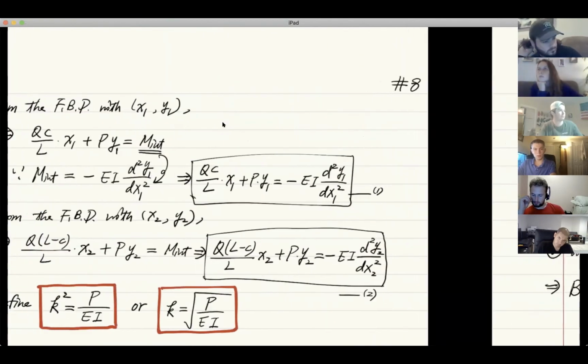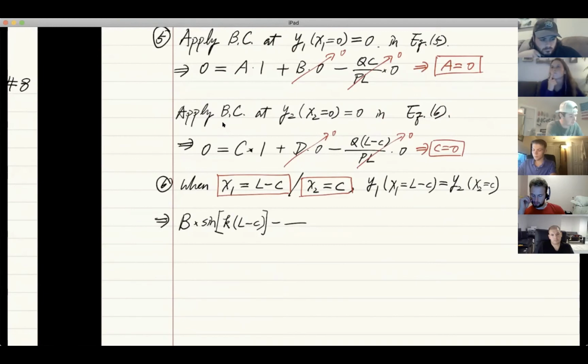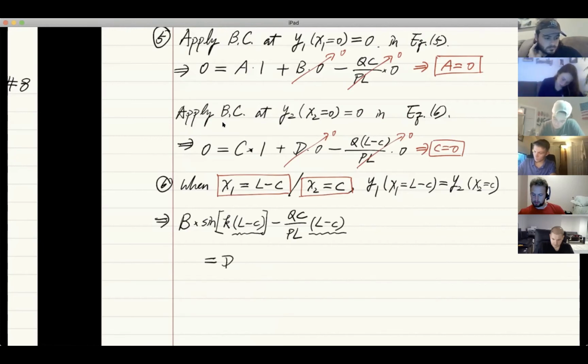So our approach is to calculate deflection from the support A, from the support B, and reconnect them, combine them at the location where the force is. So this is Q times C over P times L. Again, substitute L minus C into x1. So that becomes L minus C. Everything I did here, you can see this was the place where I used x1. So that is from equation 5, and then this must equal D times this.